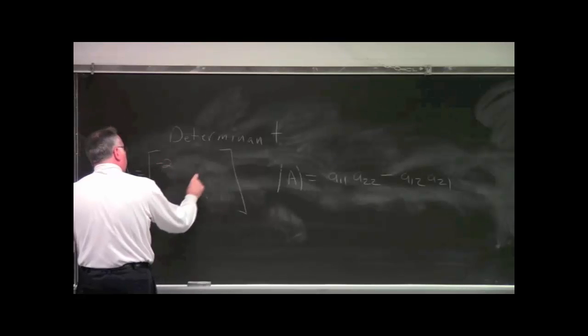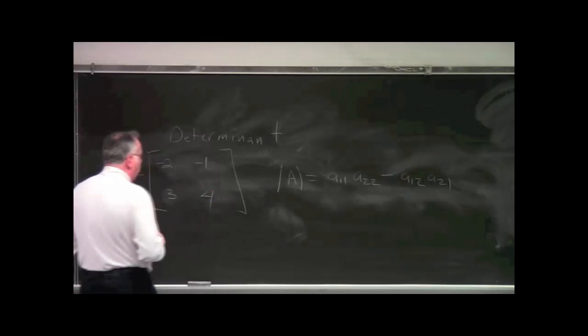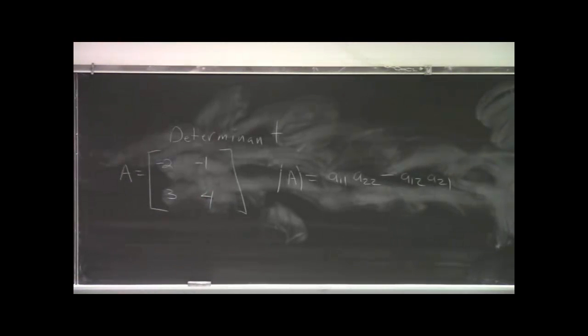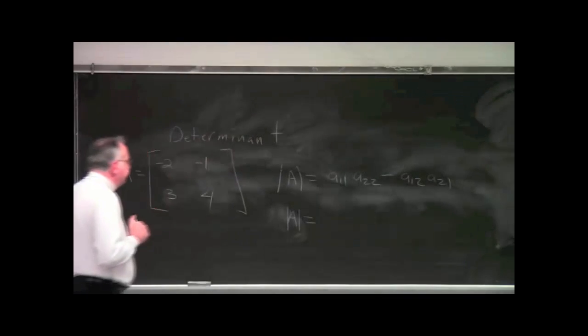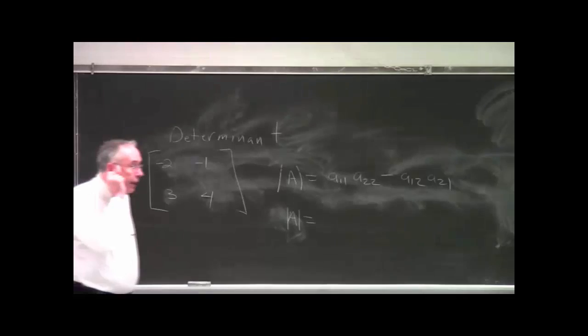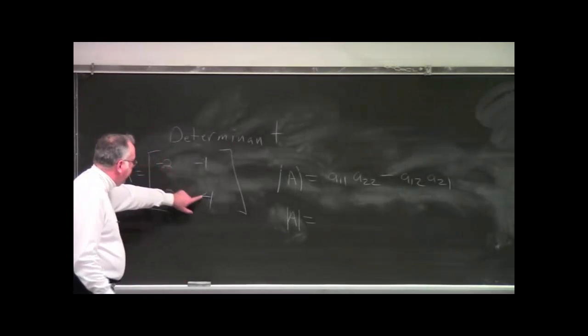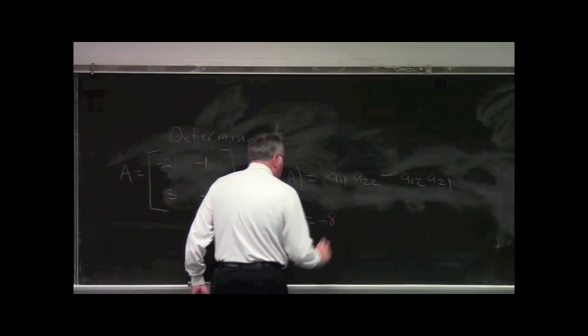Minus 2, minus 1, 3, 4. When we want to calculate the determinant of A, what would it be? What would the determinant of A be in this case? Anybody? What do you get when you multiply these two terms together? -8. And then what do you do?